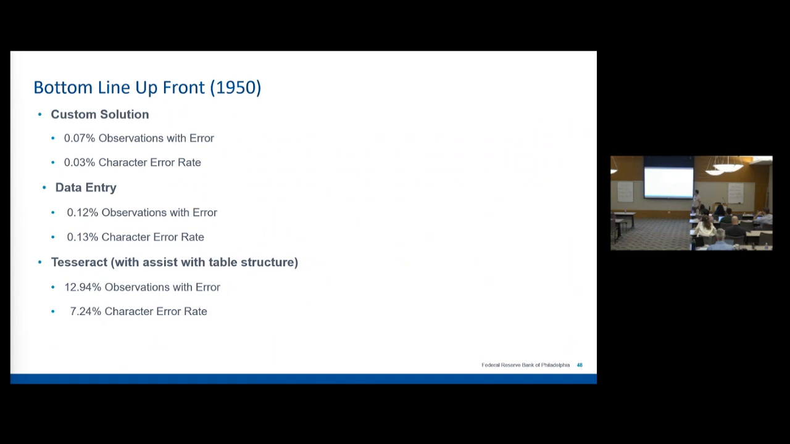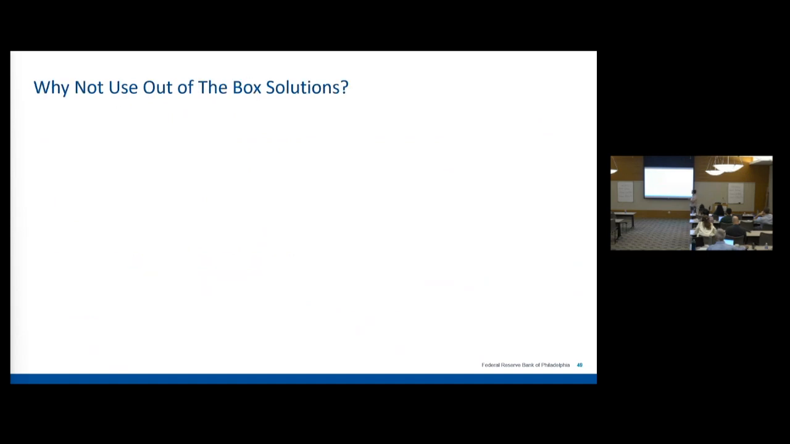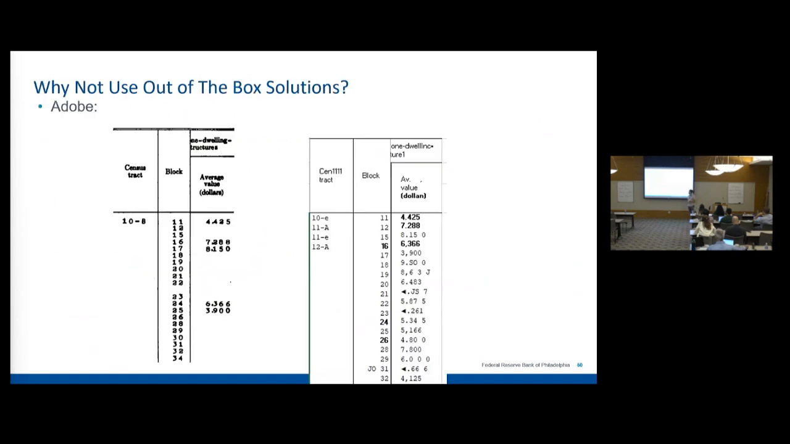However, this also gets quite a big assist from the table structure. Tesseract is pretty useless for structuring the table, and we get a 13% error rate there. So our model is about 200 times better than Tesseract by itself. So why not use the out-of-the-box solutions?